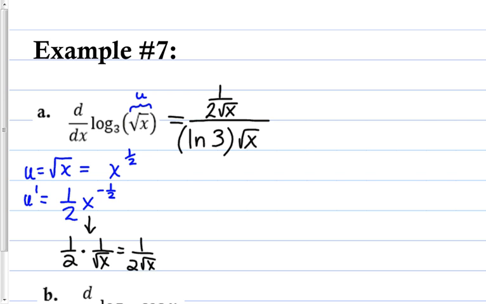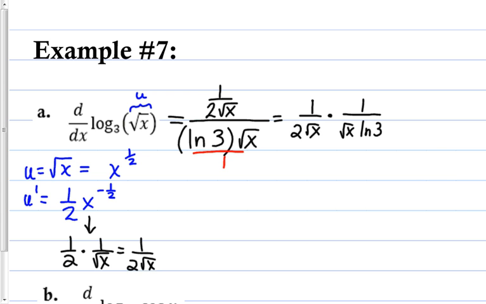Now, I have a fraction inside a fraction, no bueno. To get rid of the fraction inside a fraction, we multiply the top by the reciprocal of the bottom. So I end up with 1 over 2 square root of x times the reciprocal of the natural log of 3 square root of x. Right now this is over 1, so flip it. I get 1 over, and I'm going to write the square root of x first so that we don't confuse it with the natural log of 3.